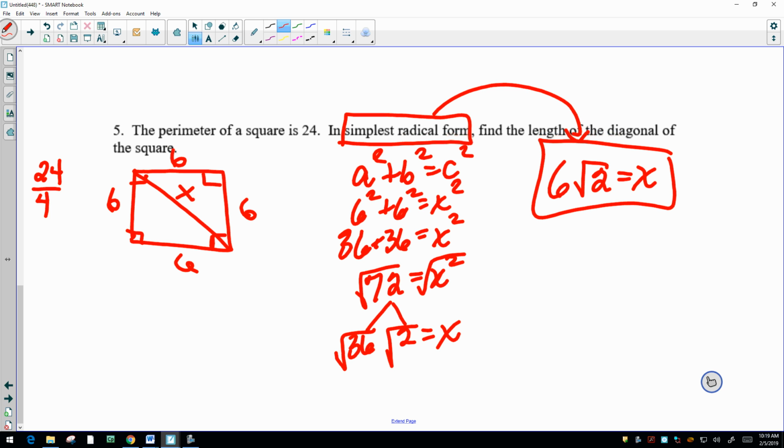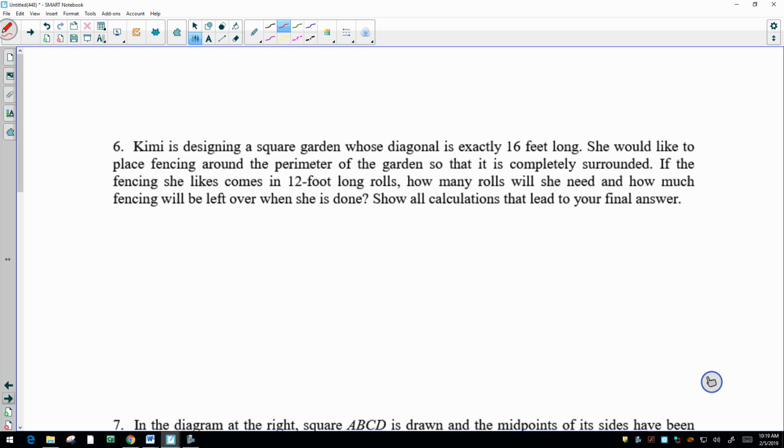Let's go to number 6. We got a couple of word problems to throw in here. Kimmy is designing a square garden whose diagonal is exactly 16 feet long. Okay, draw yourself a picture. So here's her square garden. Diagonal is 16 feet long because I know it's a square. We know all sides are equal. We know we have right angles.